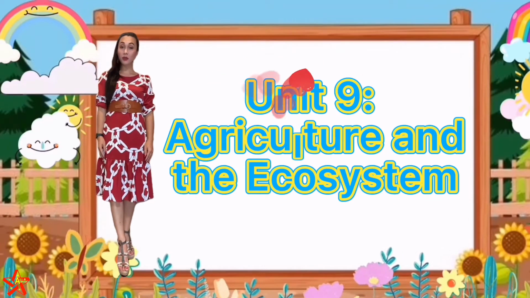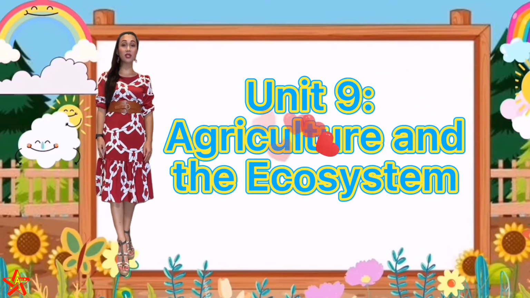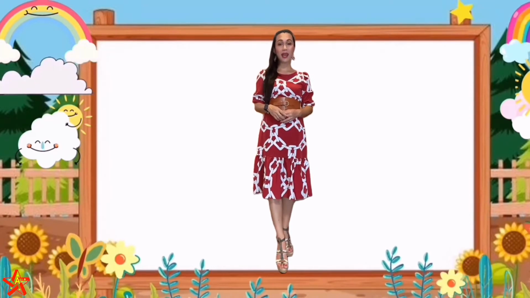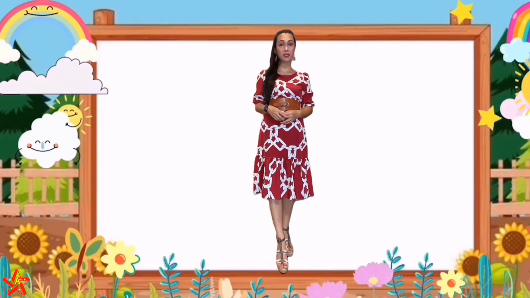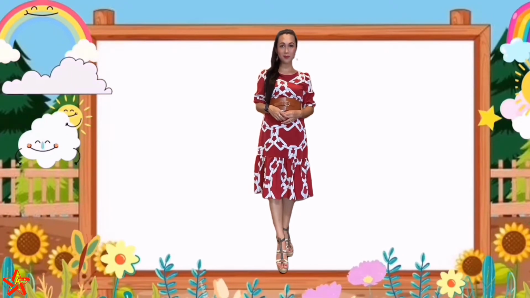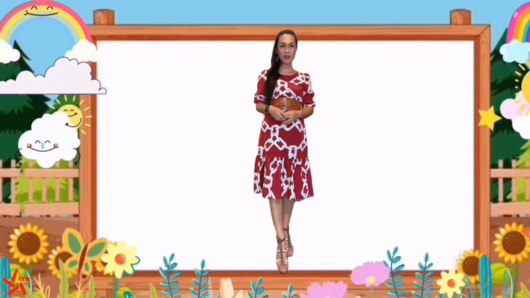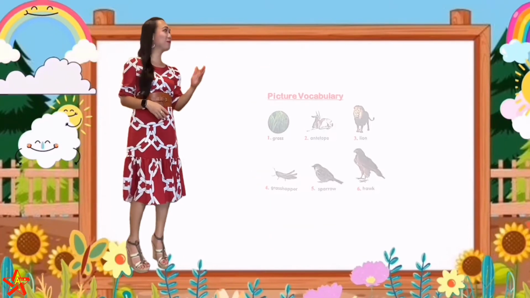This morning, we are going to learn Unit 9. Unit 9 is all about agriculture and the ecosystem. Before we go farther, I have here 6 pictures. I would like you to look at the pictures and spell it with me. Do you understand? Very good. Let's see the 6 pictures.